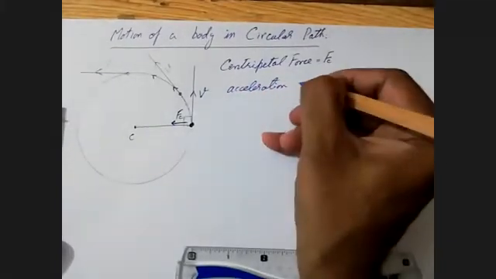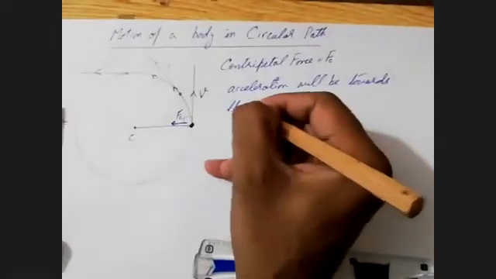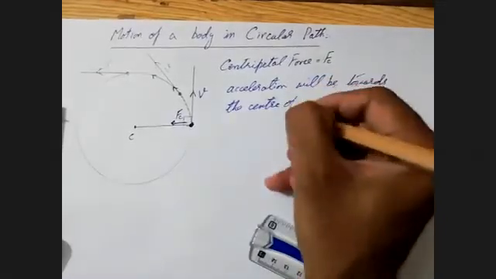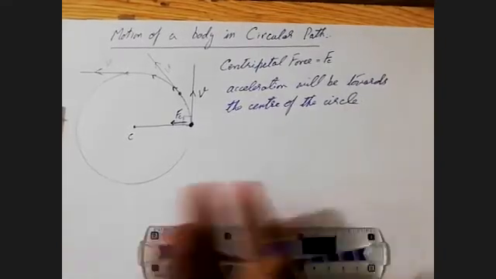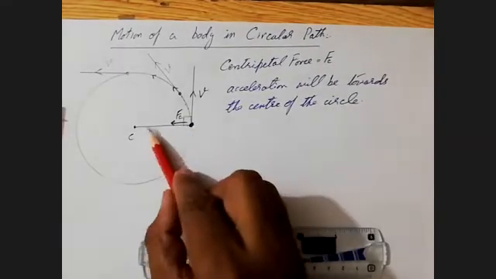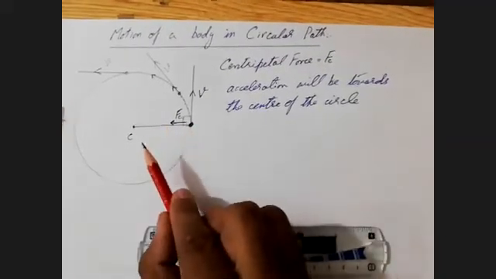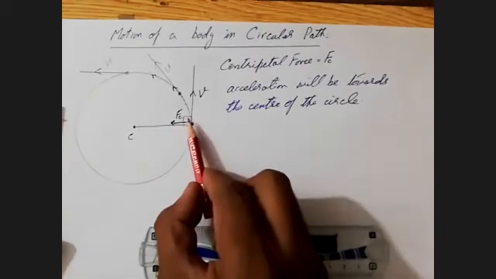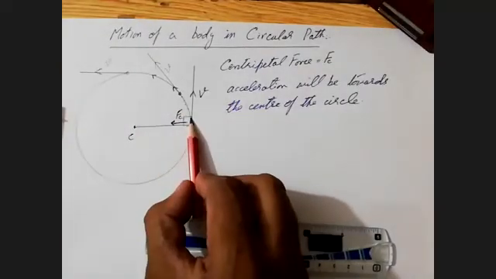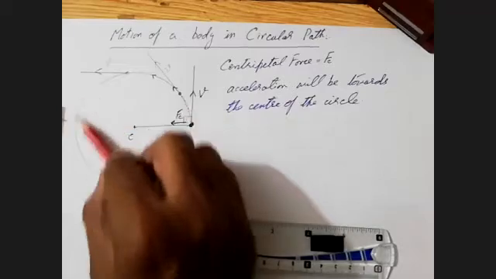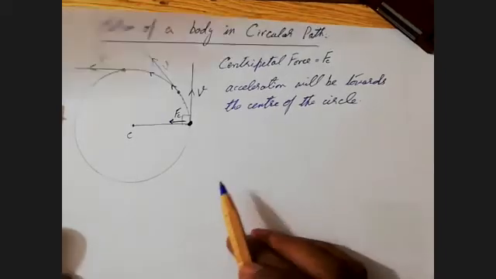Acceleration will be towards the center of the circle. Why is the acceleration towards the center of the circle? Because you are pulling the body towards the center. The centripetal force is pulling towards the center of the circle, and due to that force, the body is compelled to move in a circular path, and the direction of the acceleration will be towards the center of the circle.